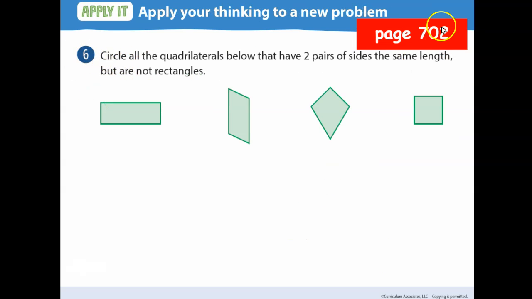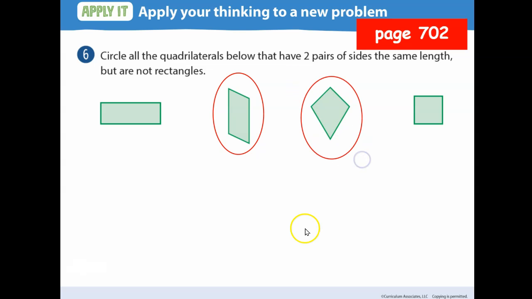All right, look at page 702. It says, look at all the quadrilaterals below that have two pairs of sides that are the same length, but are not rectangles. All right. Can I circle this? No, because it says it's not a rectangle, right? Can I circle this? Yes. Two pairs of the same length? Yes. The left is the same length as the right. The top is the same length as the bottom. Boom.